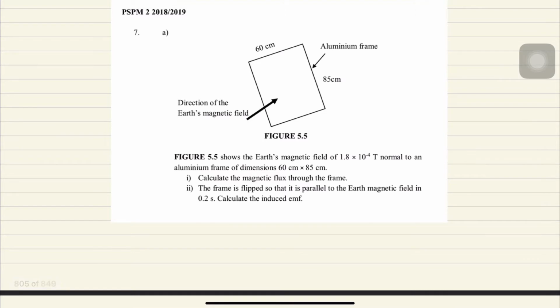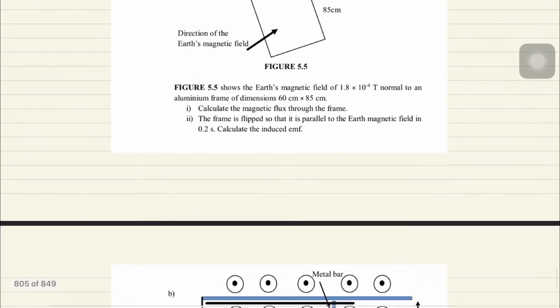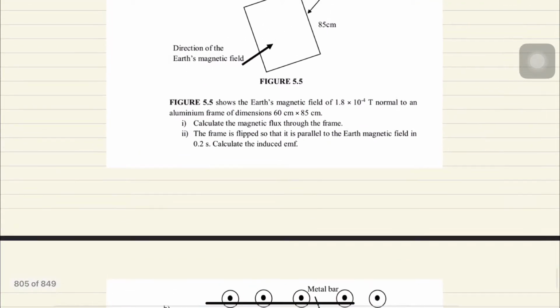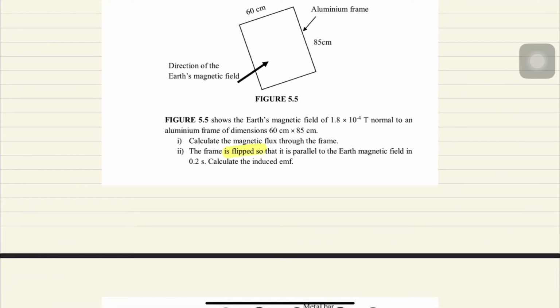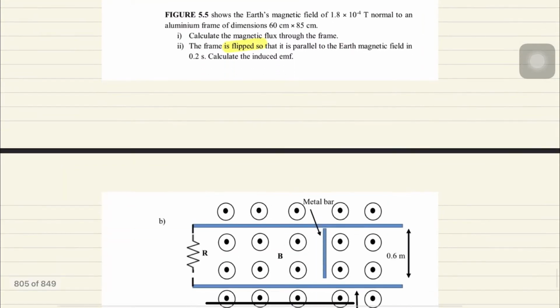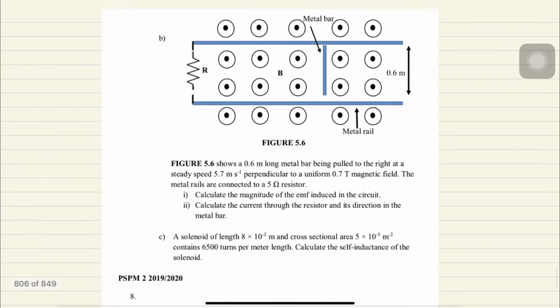calculate magnetic flux, phi sama BA cos theta, frame is flip. Kita calculate the induced EMF. Okay, yang ni frame is flip ni maksudnya angle asalnya dengan angle akhir ni berubah. So kamu kena masuklah cos theta yang asal berapa, cos theta yang akhir berapa. So akhir tolak asal. Okay, and then yang B ni, again this is the V tu yang bergerak kan.